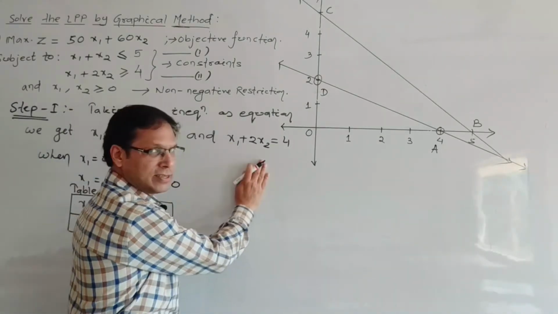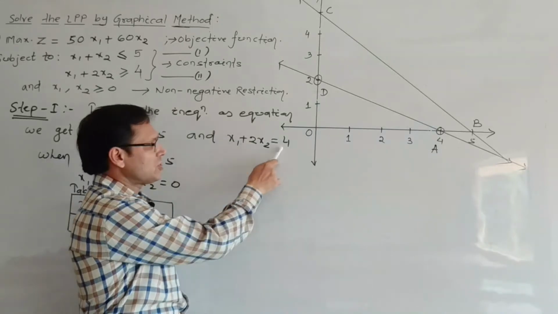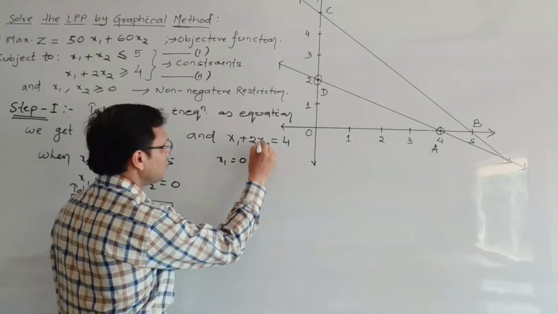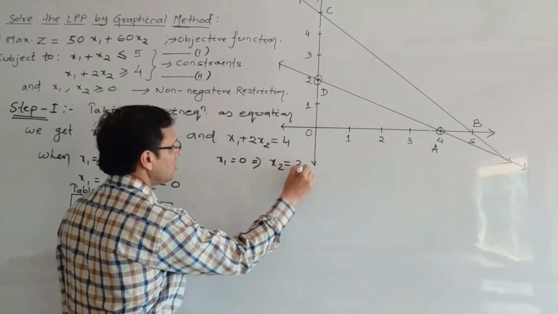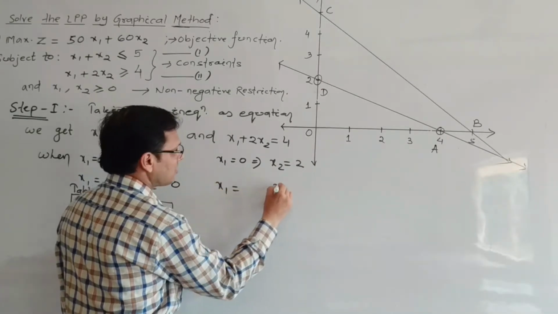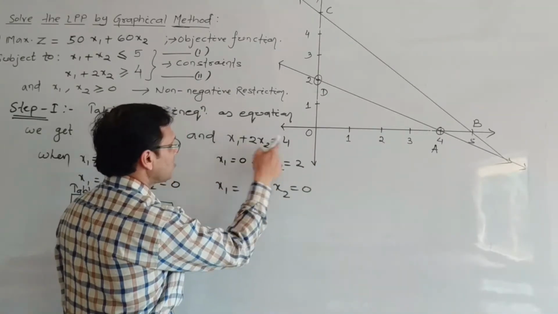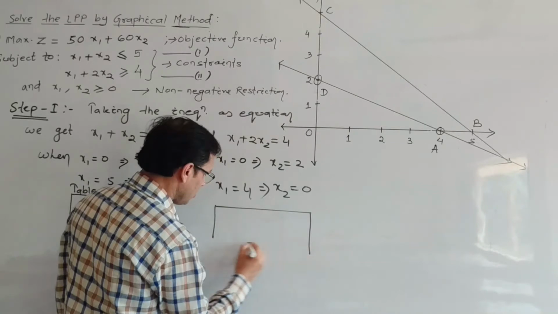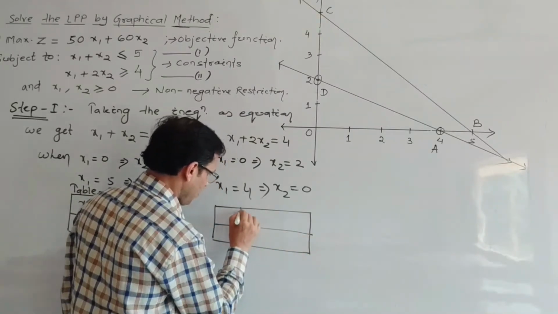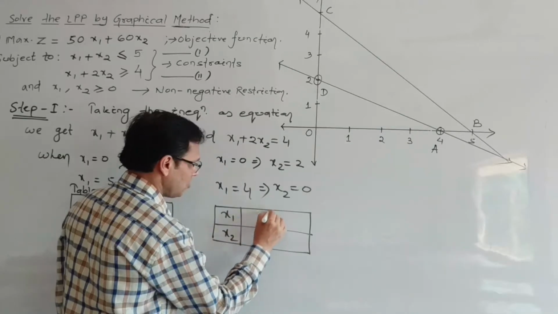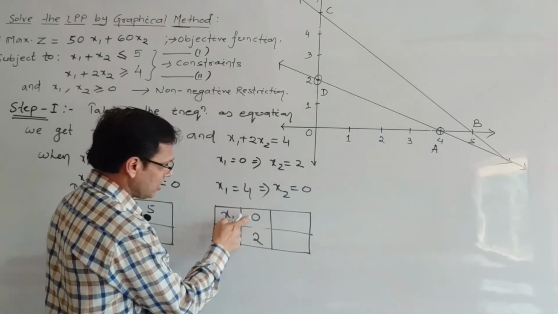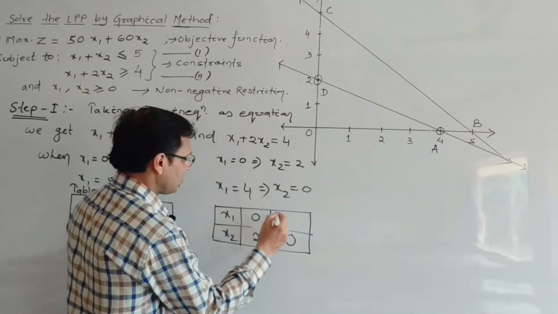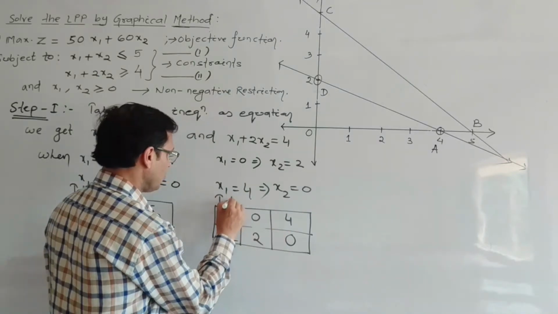Next, the second equation: x1 plus 2x2 is equal to 4. When x1 is equal to 0, that implies 2x2 is 4, then x2 is equal to 4 by 2, that is 2. And when x2 is equal to 0, then x1 is equal to 4. So you can construct another table, table 2. Here when x1 is equal to 0, x2 is equal to 2, and when x2 is equal to 0, x1 is equal to 4. This is table 2.